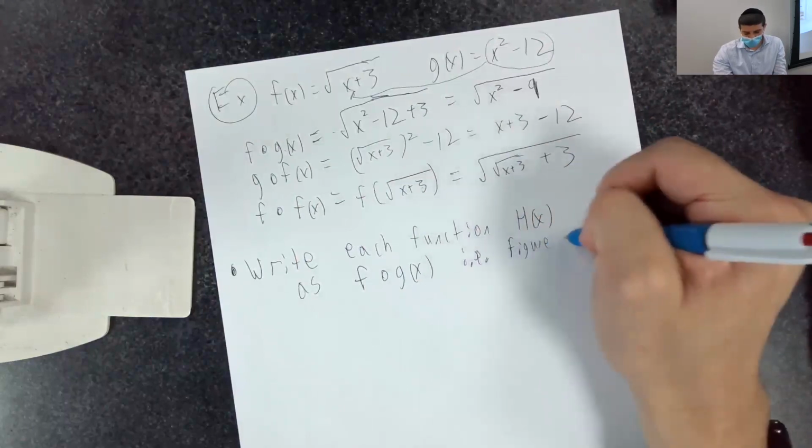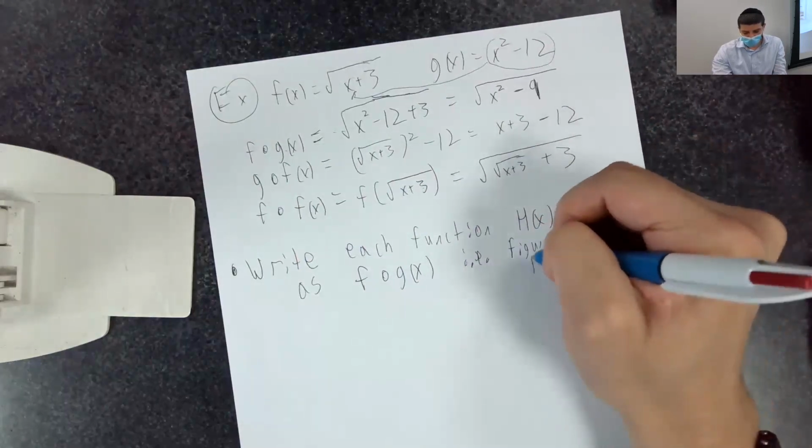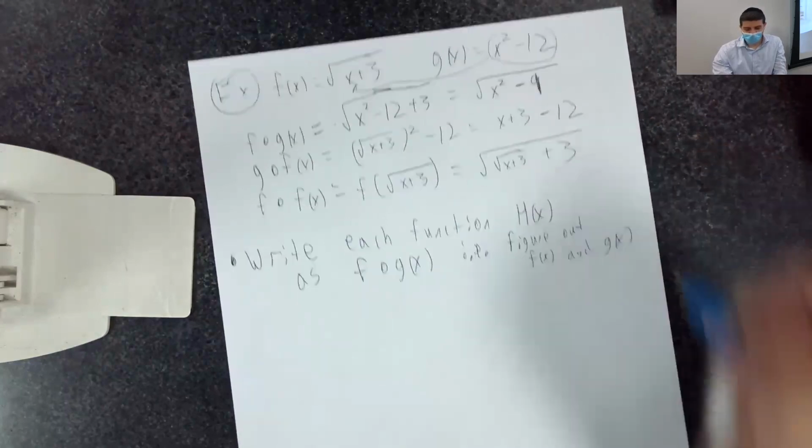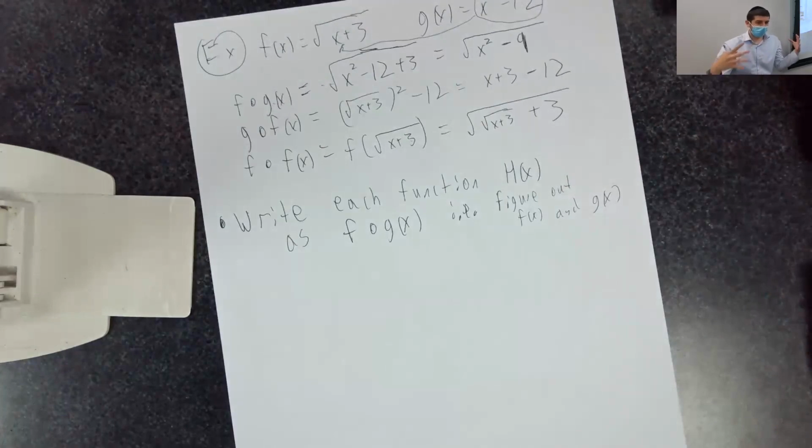Figure out f of x and g of x. Okay, what does it mean? It means go backwards, right? In the previous examples, you had f and g, and they wanted you to compute f of g. Now they're going to give you the final answer, what f of g is. You have to go backwards and figure out what is the f, what is the original g.